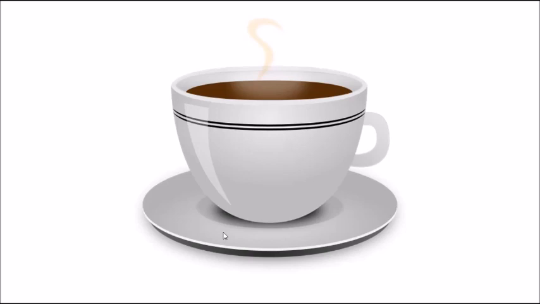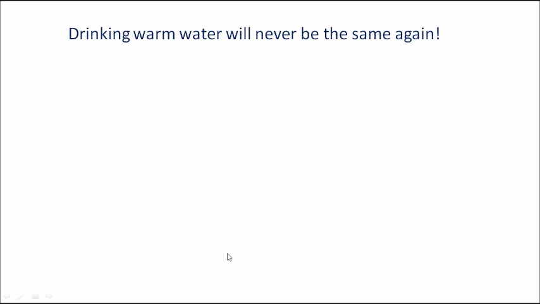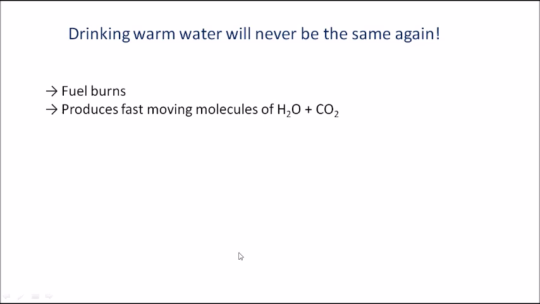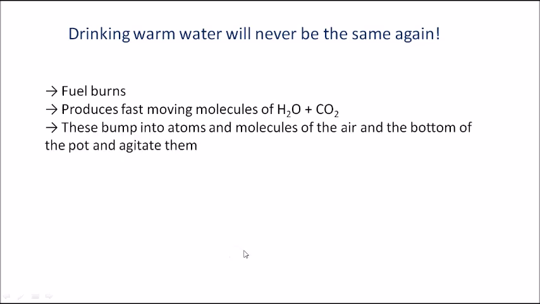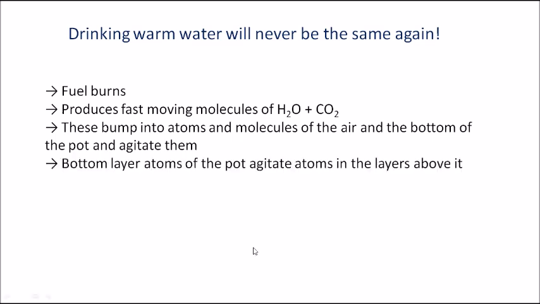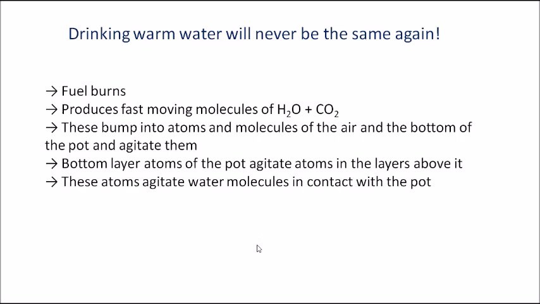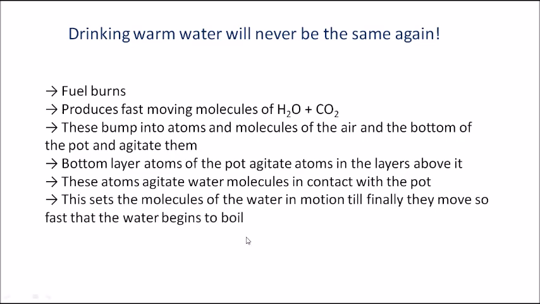Let us look elaborately at the process of heating water and drinking it from this perspective. When a pot of water is heated on a gas stove, several things are happening. First of all, fuel is burning. This produces fast-moving molecules of typically carbon dioxide and water. These bump into atoms and molecules of the air and the bottom of the pot. The atoms of the bottom layer of the pot agitate the atoms in the layers above it. These atoms bump into the water molecules which are in contact with the pot. This sets the molecules of the water in motion till finally they move so fast that the water begins to boil.